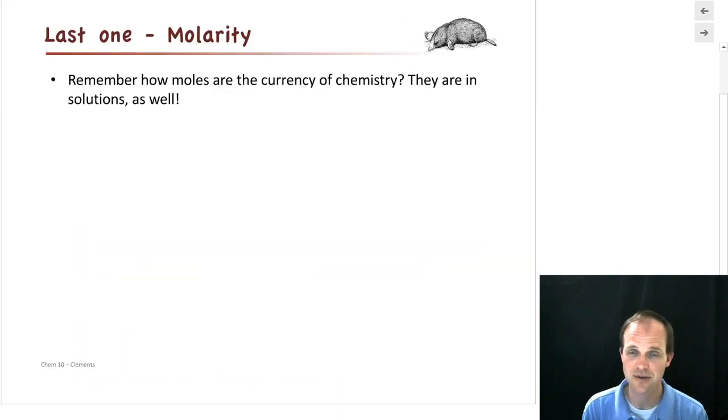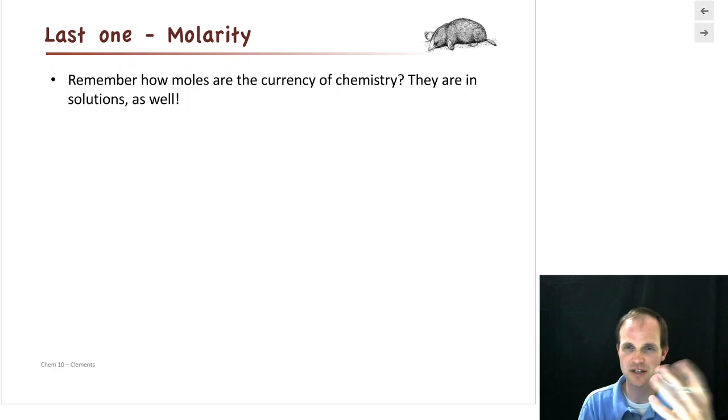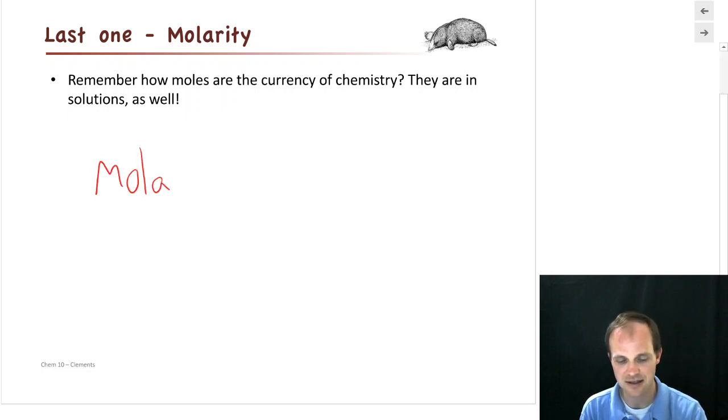Okay. Last unit that we're going to talk about in units of concentration is molarity. Remember how I said in one of my videos a while back that moles were the currency of chemistry. They're what kind of operates underneath everything else. If you want to exchange this for that, we're probably going to do it in moles. And so as a chemist, we want a concentration unit that talks about moles, and that is molarity.